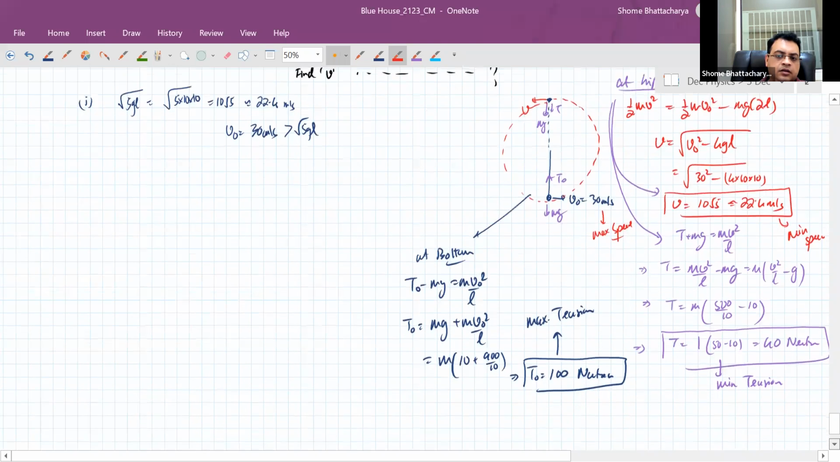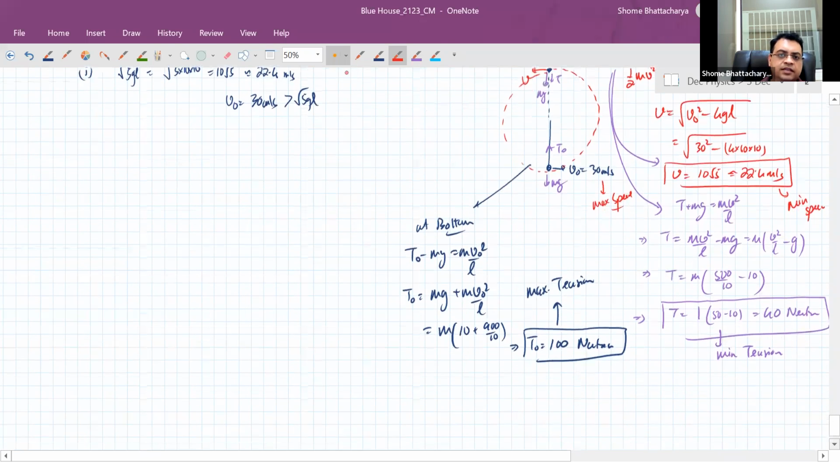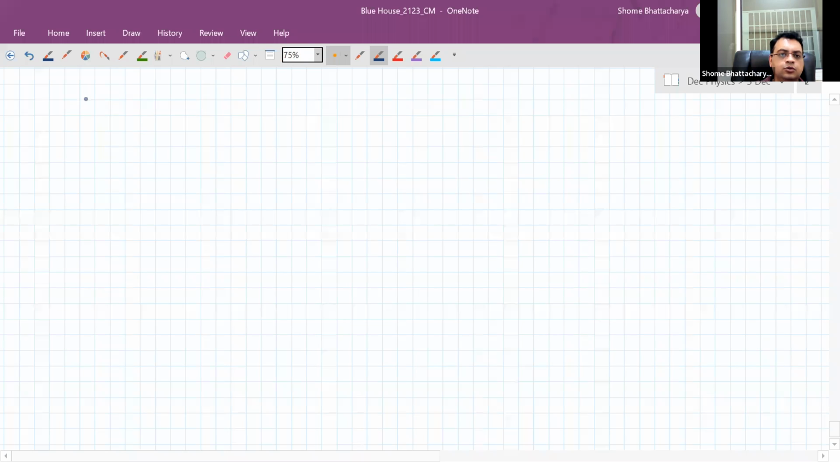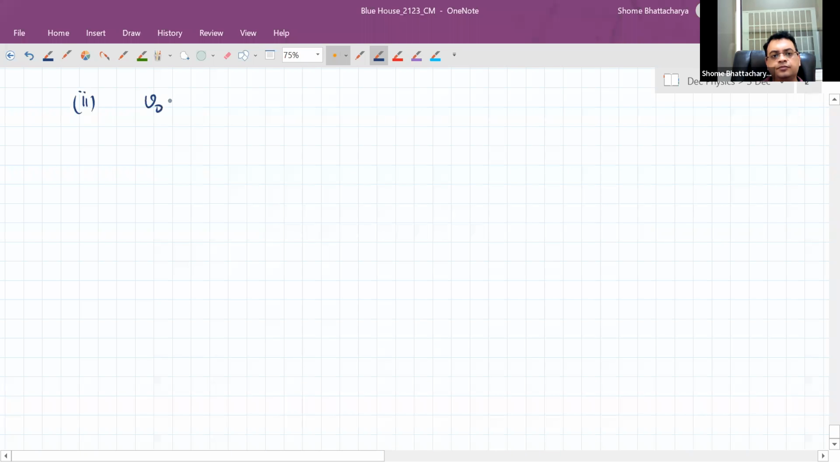Okay. Now let's come to the second part, where we have changed the value of V naught at the bottom to 20 meters per second. So straight away you can see that this V naught is less than root 5 GL. But at the same time, it is greater than root 2 GL.